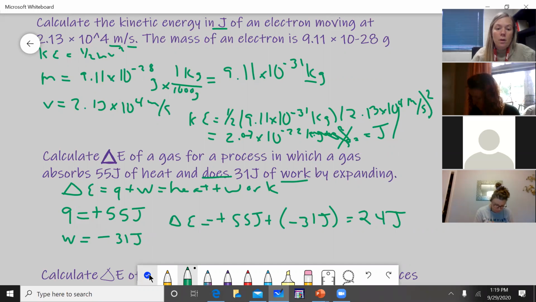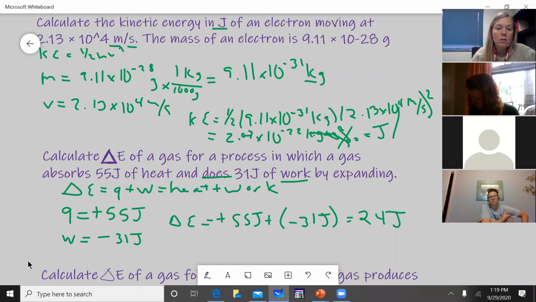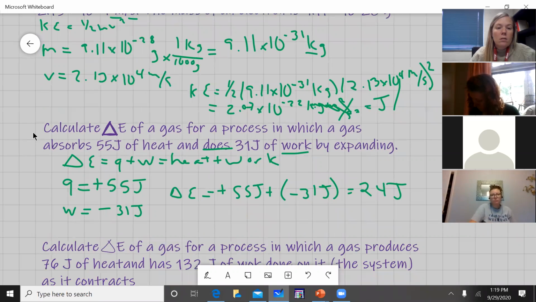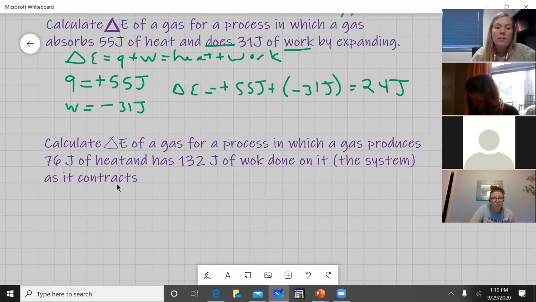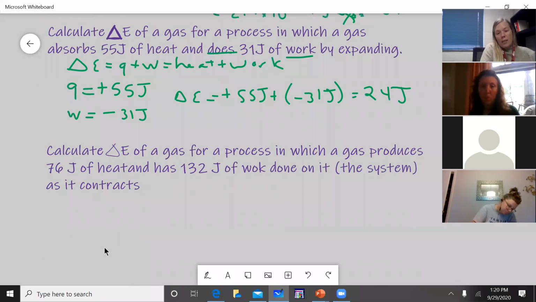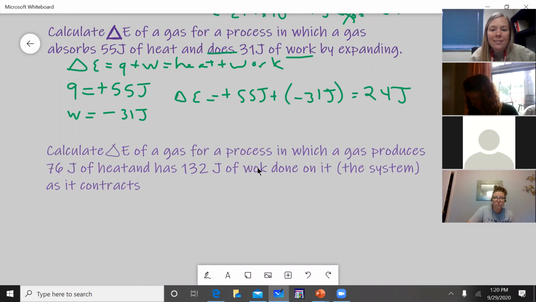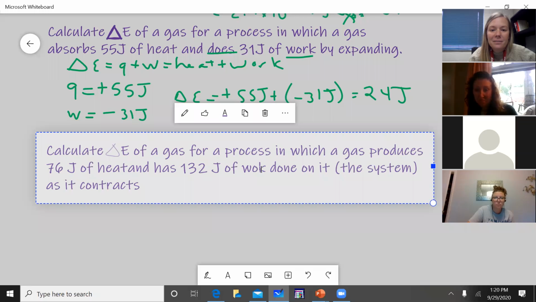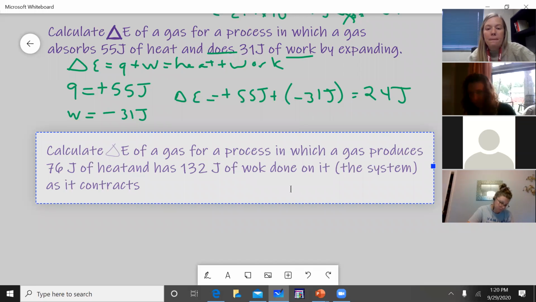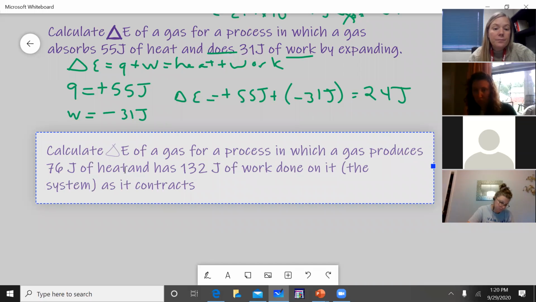Okay, I'm going to have you do one more. This one says calculate delta E of a gas for a process in which a gas produces 76 joules of heat and has 132 joules of work done on it.